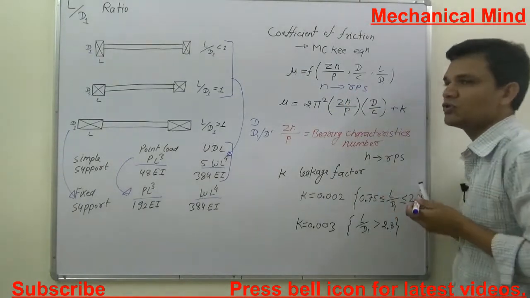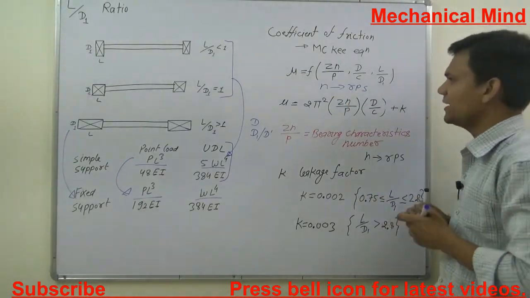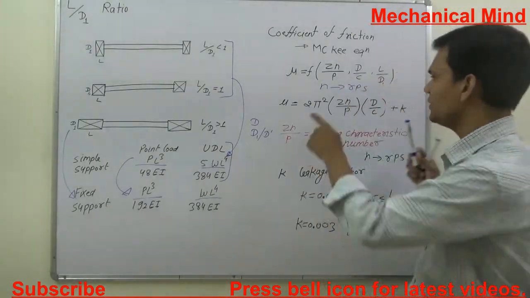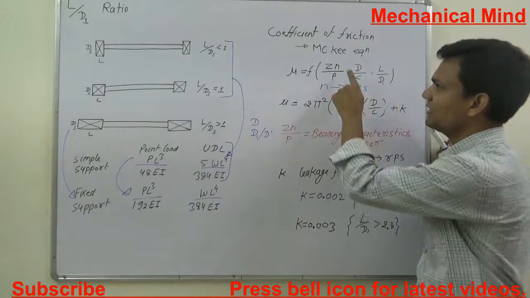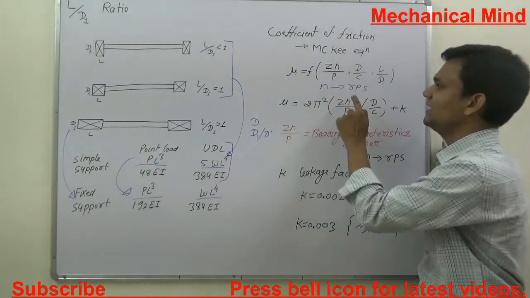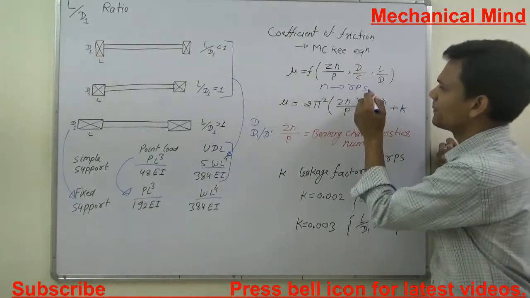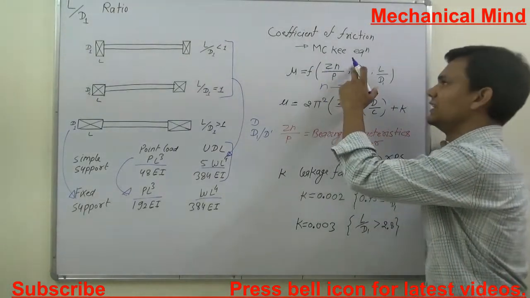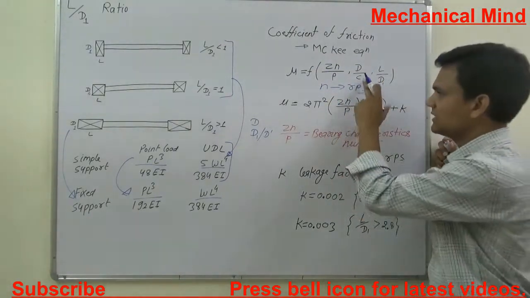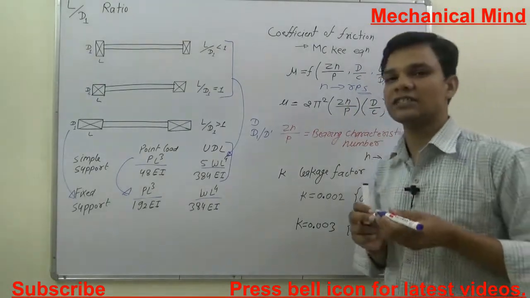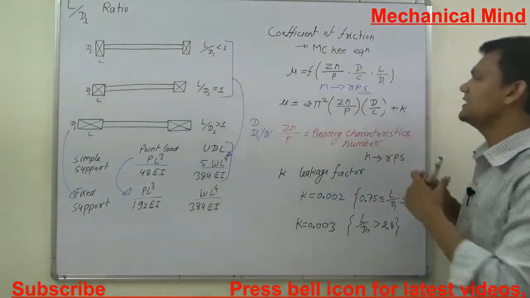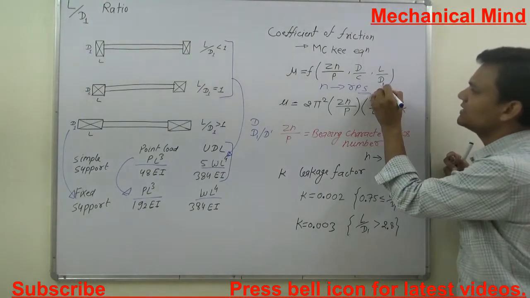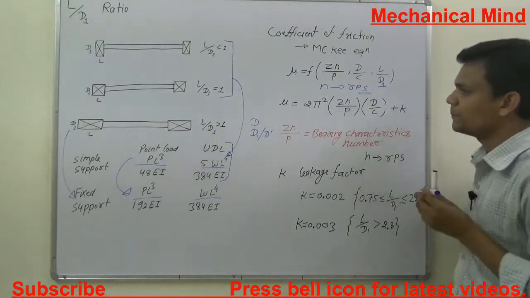N is in RPS, means rounds per second. Generally, when we calculate other formulas for the bearing and the shaft, we use RPM, but here the value of N is in RPS, where S is second. P is the bearing pressure, D is the diameter of the shaft, C is the clearance between the shaft and the bearing, L is the length of the bearing, and D1 is the diameter of the bearing.